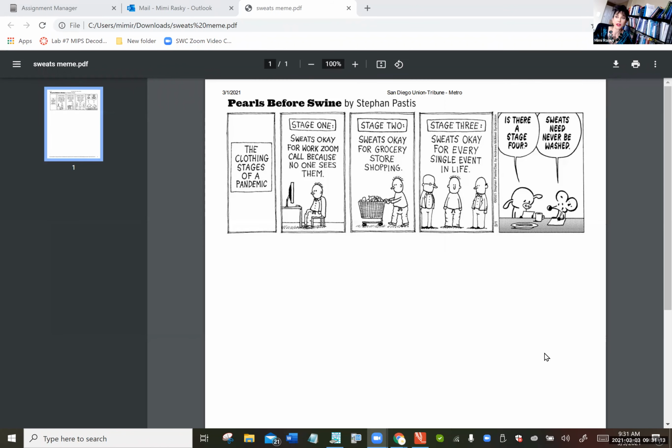So I found this comic in a paper a couple days ago. I know you guys probably don't read an actual hard copy newspaper, but I do. You know why? Because Zeke needs to read yesterday's newspaper on the bottom of his cage.